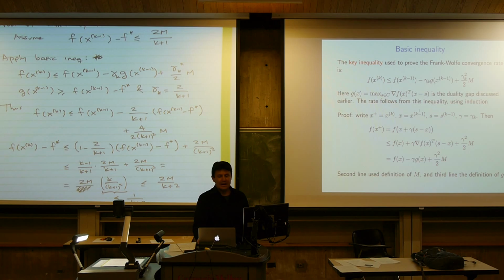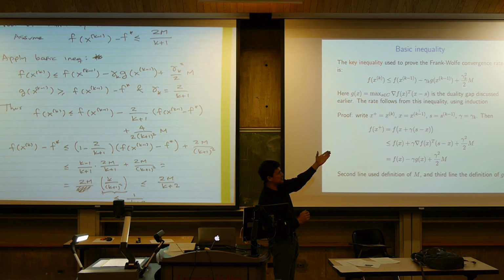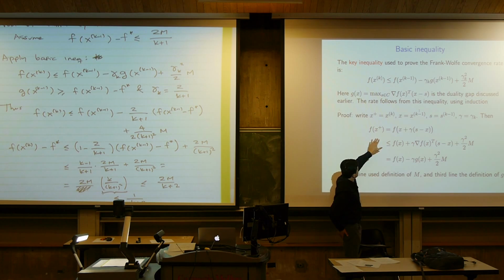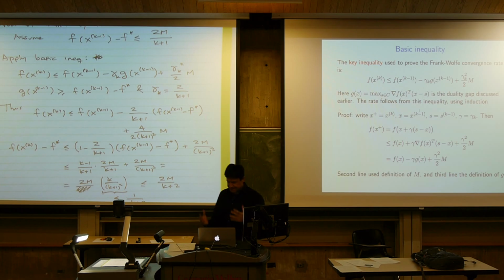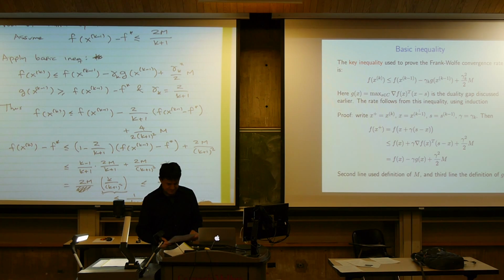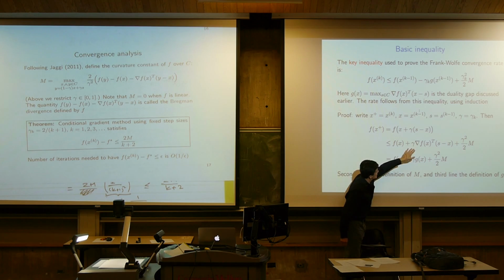And the proof of the basic inequality is very straightforward. It almost follows for free from the definition of the duality gap, plus a little thing about, of course, somewhere we also need to use the definition of the curvature. So if you think about f of x plus the step in the direction s minus x_k, if we use the definition of the curvature, which is here, then this quantity can be bounded above by a linear approximation around x plus the term corresponding to the curvature.